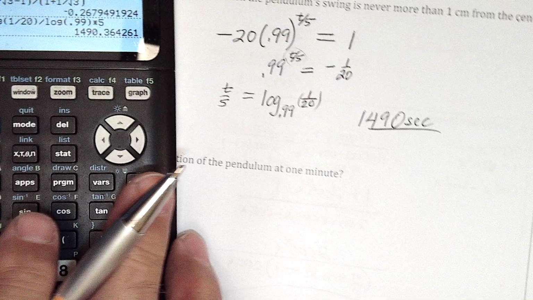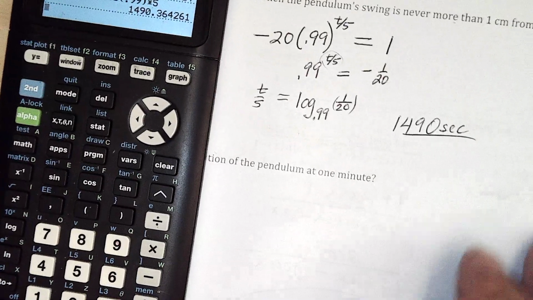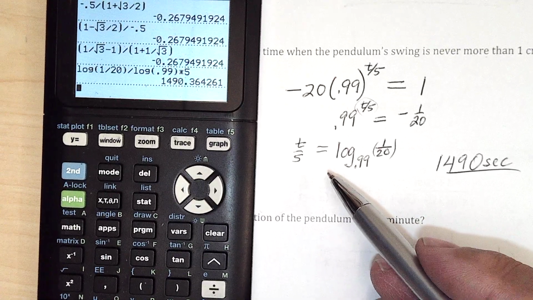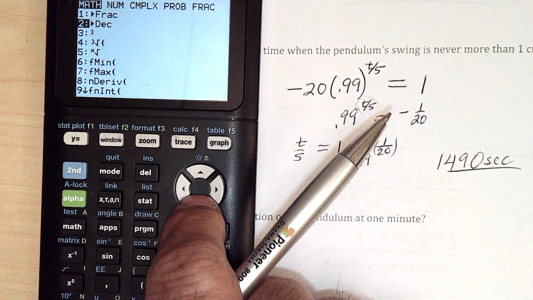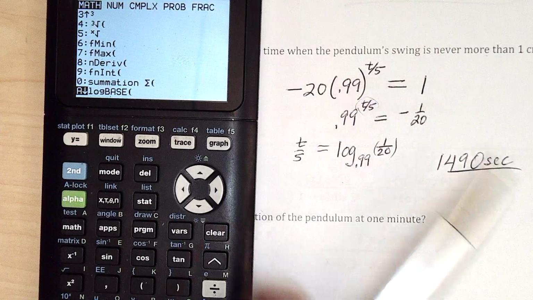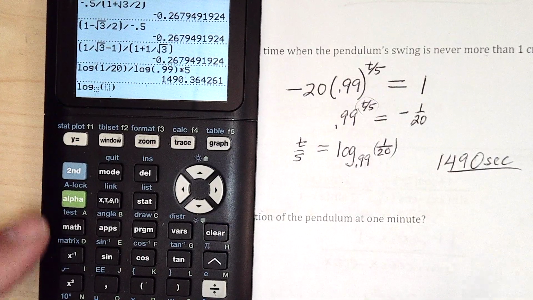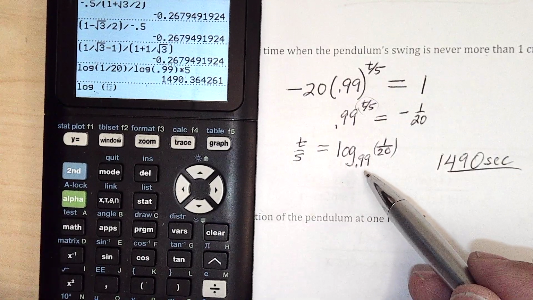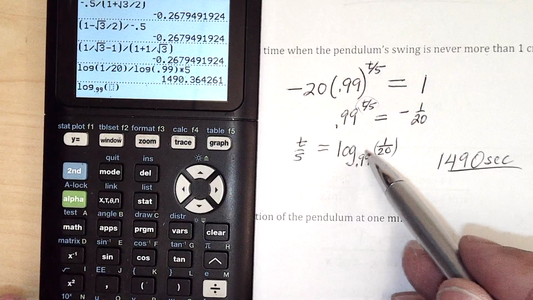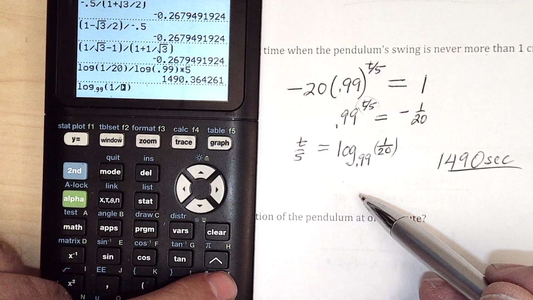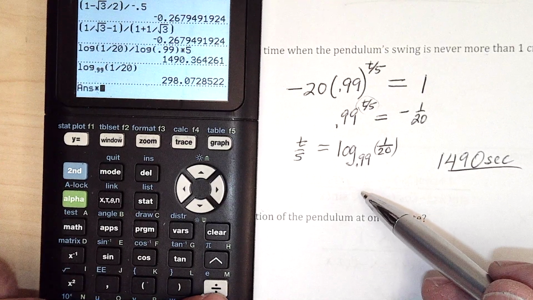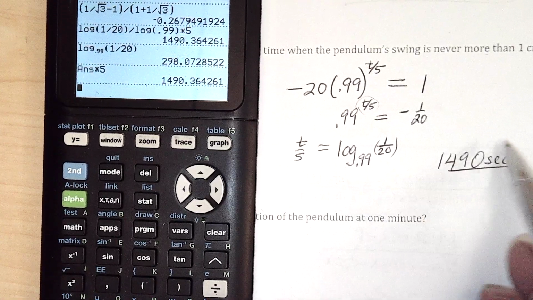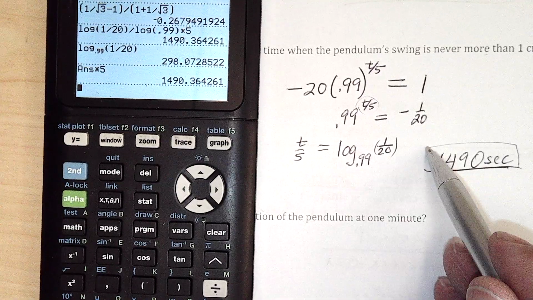Now, there's also a log with a different base under math. Log in a different base. The base is 0.99 of 1 divided by 20, and then times 5, and I get the same answer.